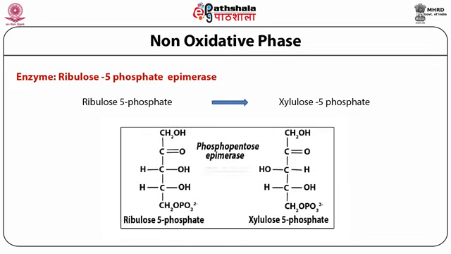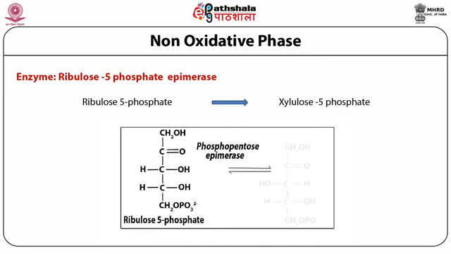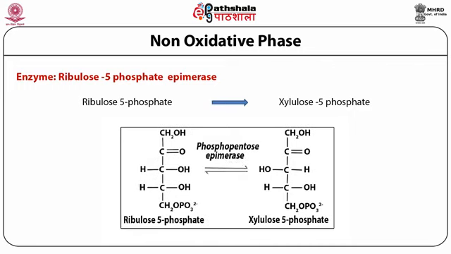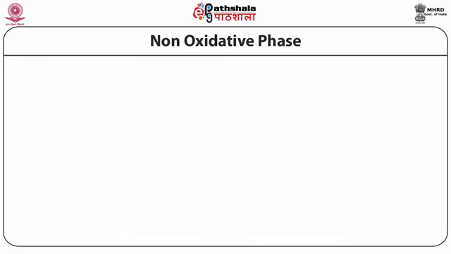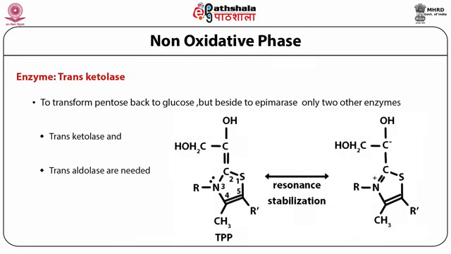Phosphopentose epimerase catalyzes the synthesis of xylulose 5-phosphate from ribulose 5-phosphate, and the reaction is bidirectional. The figure shows the transketolase catalyzed reaction. The transketolase enzyme uses a cofactor called TPP, that is thiamine pyrophosphate. Thiamine pyrophosphate is used to stabilize a 2-carbon ion intermediate.